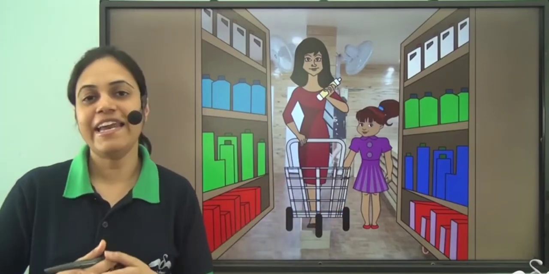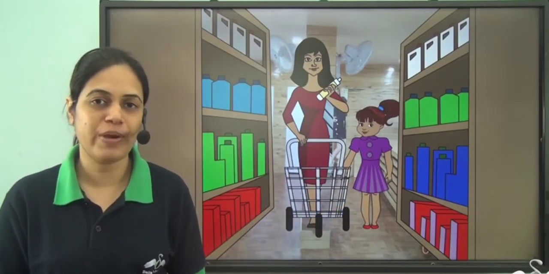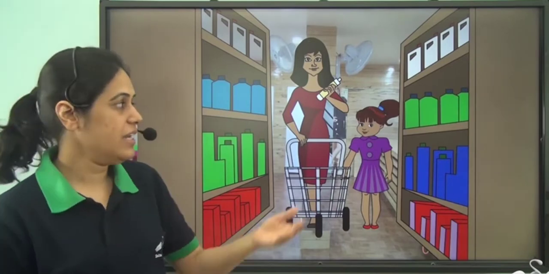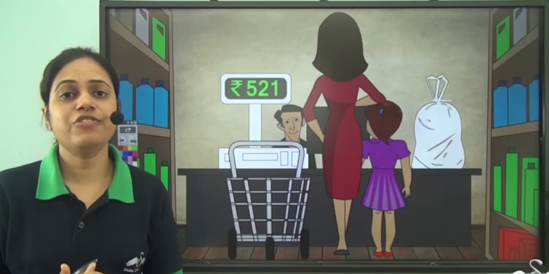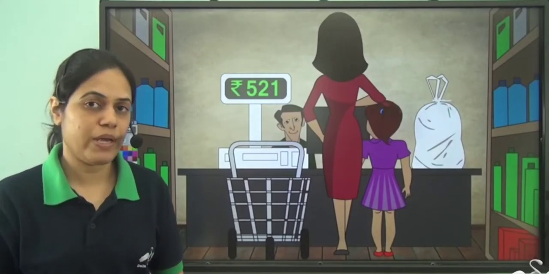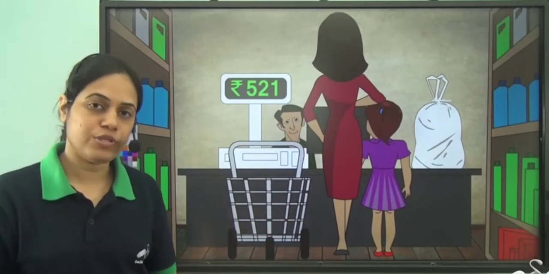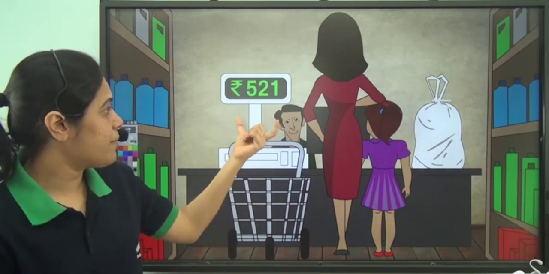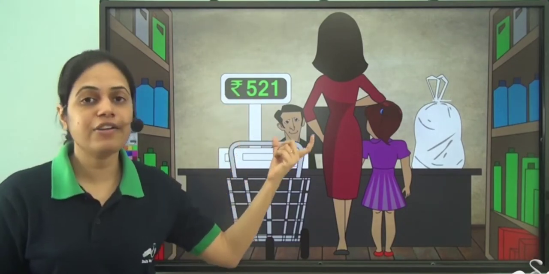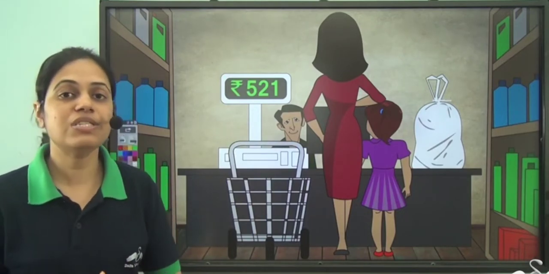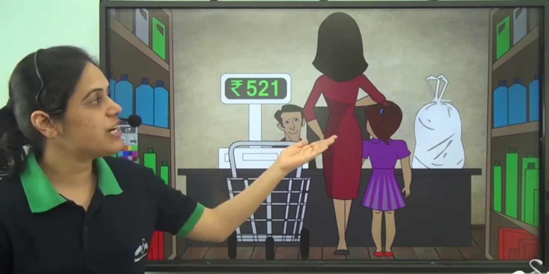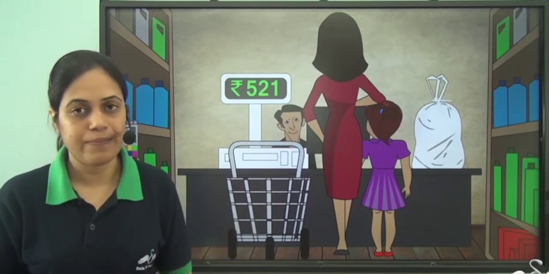This is Ria, and Ria loves to go shopping with her mother. So one day, Ria went to a supermarket with her mother and they bought a lot of things. When Ria's mother was done with the shopping, they went to the billing counter and this number, rupees 521, was displayed on the billing counter.